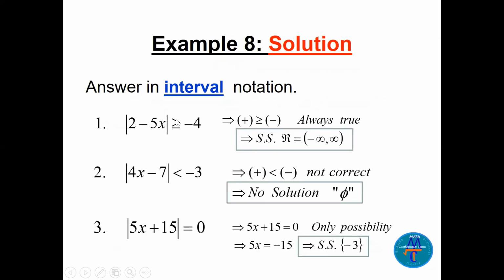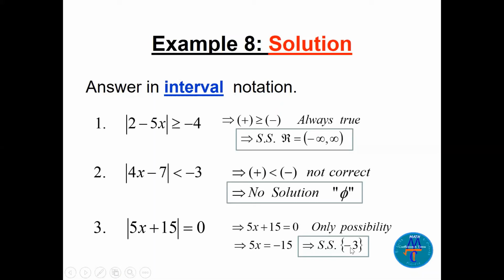Absolute value greater than or equal to minus 4. Absolute value is always positive, and minus 4 is negative, so that's always true. So the solution is all real numbers. Now, if you have absolute value less than minus 3, whatever x is, the absolute value is positive, so less than minus 3 is not true. So no solution. Absolute value equal to 0: when do we have that? When the number inside is 0. So 5x plus 15 is equal to 0. This is the only possibility, so x will be minus 3. The solution set will be one number.